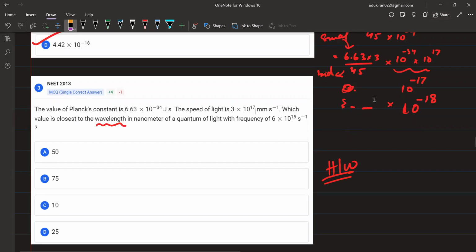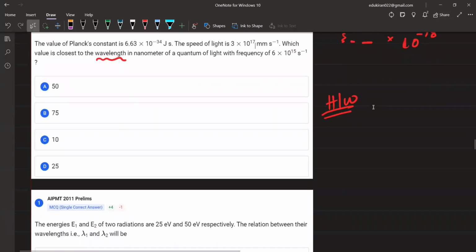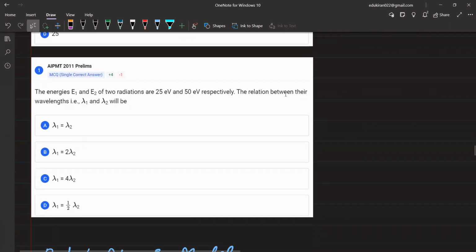चलिए, I hope you have taken the screenshot for this. ये सवाल कीजिए, this is a bit easy question. E1 and E2 of two radiations 25 electron volt and 50 electron volt respectively. The relation between their wavelengths lambda 1 and lambda 2 is equal to how much?